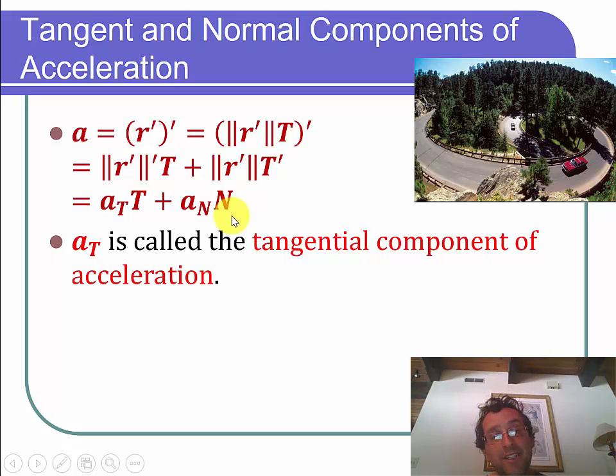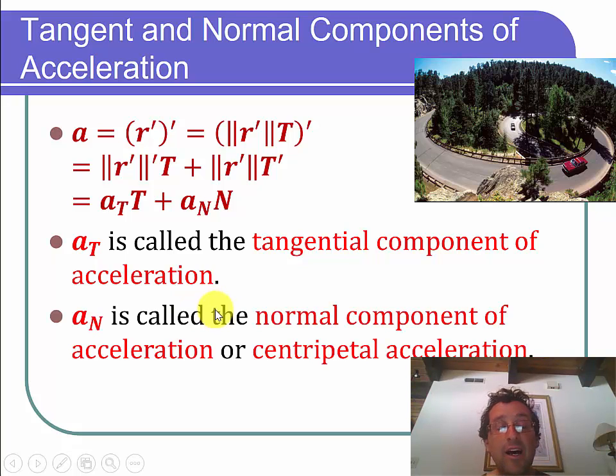So let's give some definitions. We're going to call this a sub t, the tangential component of acceleration. And we're going to call a sub n the normal component of acceleration. A sub n in physics is often called the centripetal acceleration. You may have heard that. That tells you how you accelerate as you move around a curve, how much you're changing directions, whereas a sub t is how much you're speeding up. And those are the two types of acceleration, and then combined, they give you the total acceleration.